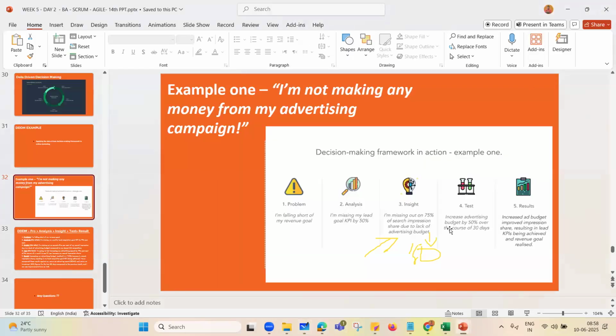So he decided, let's test it. How to test it? Increase the budget by adding 50% more for another 30 days, and then see the result. And when the result was seen, he found that the ad budget improved the impression share and resulted in the lead KPIs being achieved, and the revenue goal was realized.